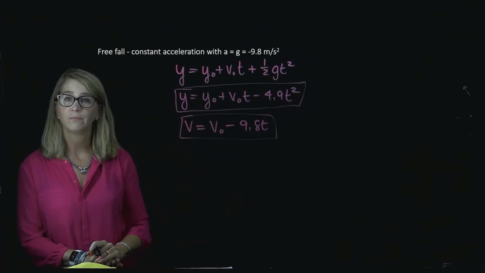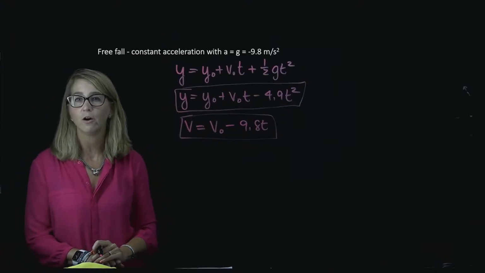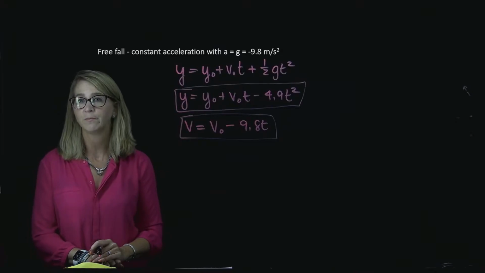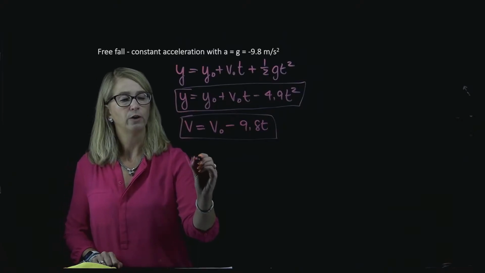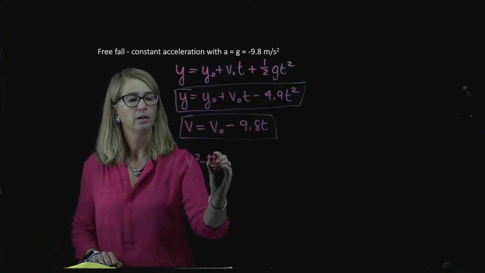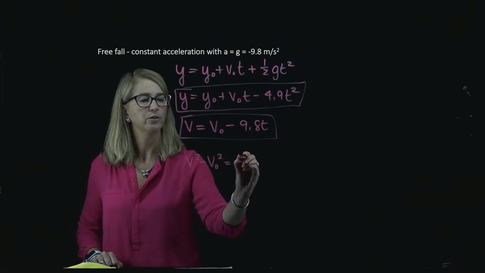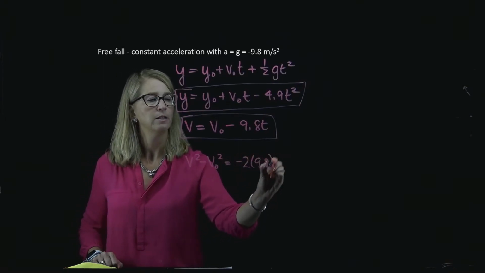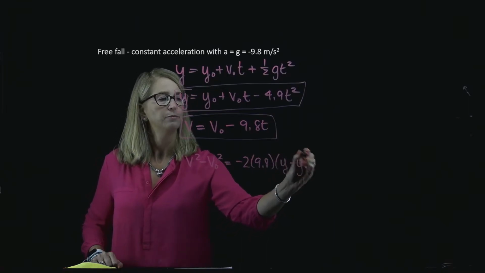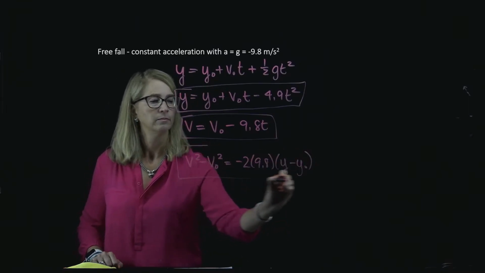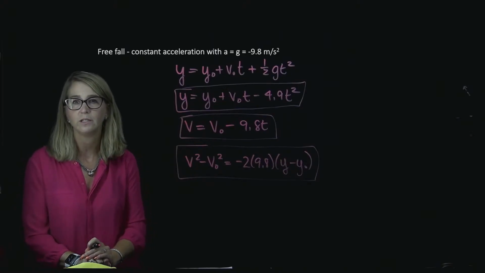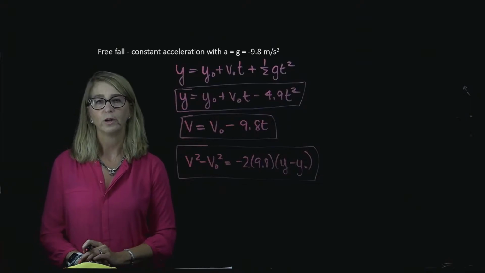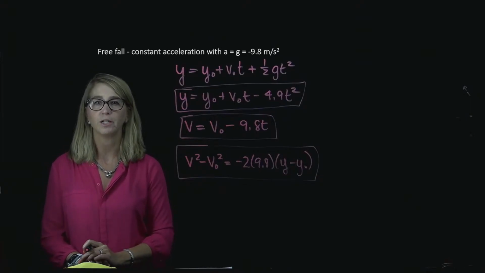for free fall. You might remember in the last video I gave another equation that didn't have time in it, and we can use that as well. For gravity or free fall, it would be v squared minus v naught squared equals minus 2 times 9.8 and then y minus y naught. And so these become the three expressions that we use. And we're going to do very much the same thing that we did previously, in that we're going to be tailoring these to our particular problem.